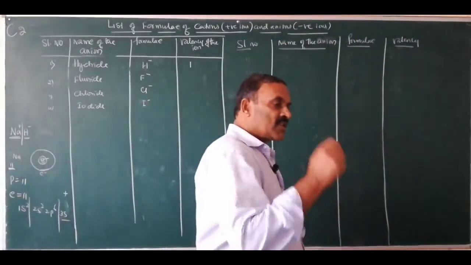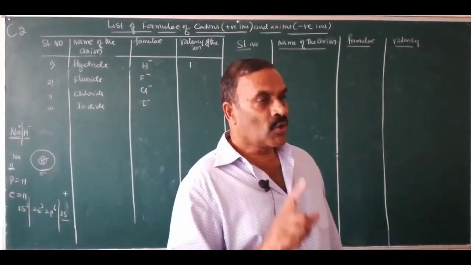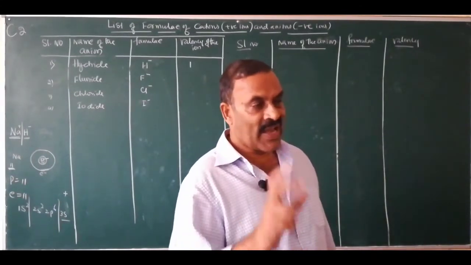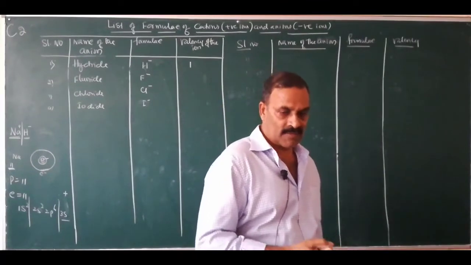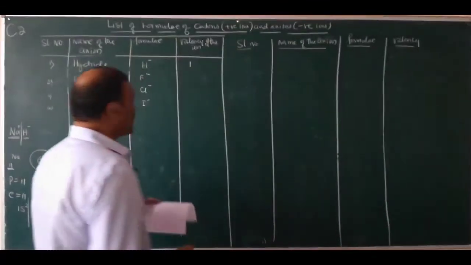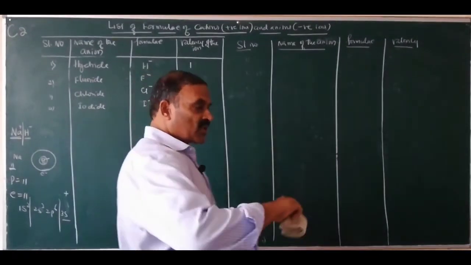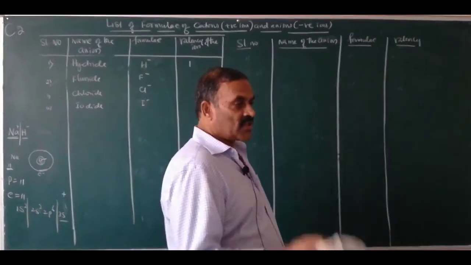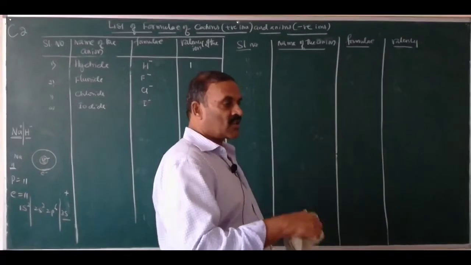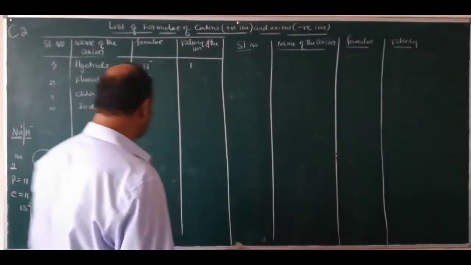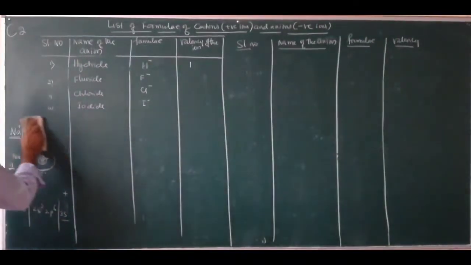So cations are obtained when an atom loses electrons. Anions are obtained when an atom gains electrons. So the number of charges, either positive or negative, indicates the number of electrons lost or gained by an atom to form an ion.